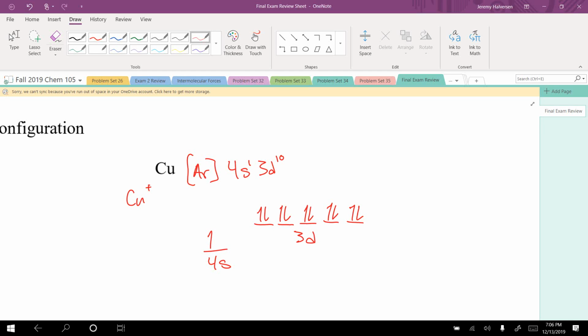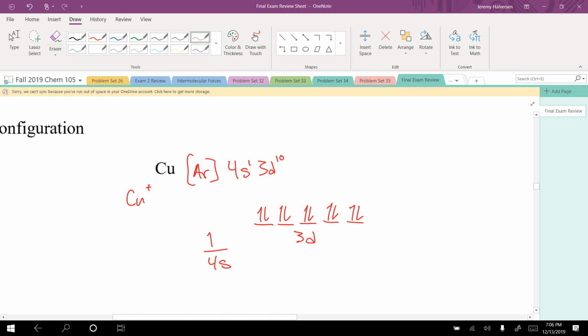So if I'm a transition metal, where do I lose my electrons from first? The s. Okay, so in copper's case, if I was doing copper plus, I'd draw this out like this, and then I would erase this one. Okay, I don't know if that answers your question.